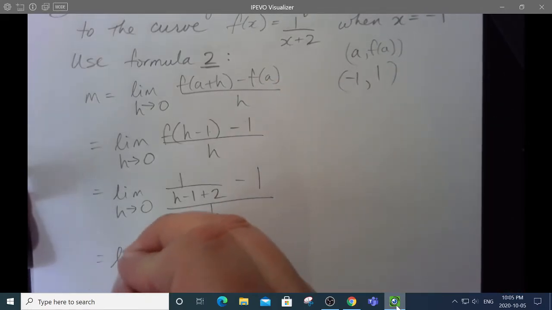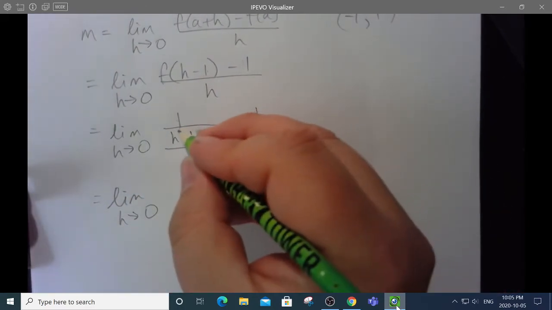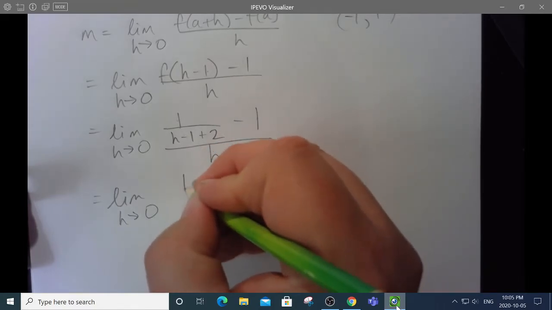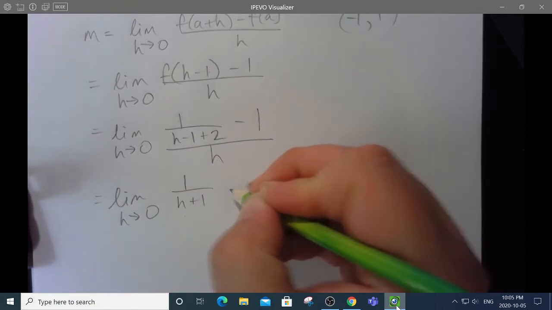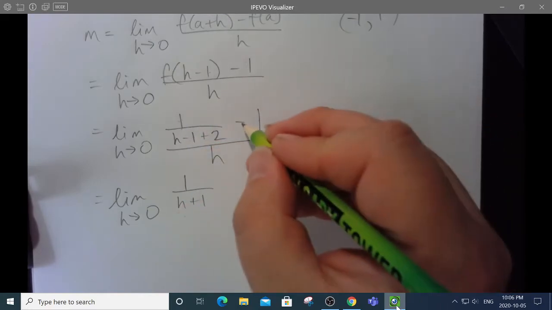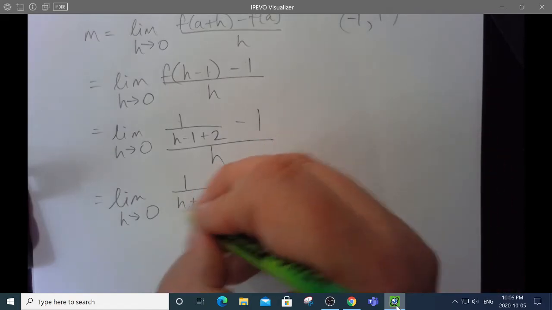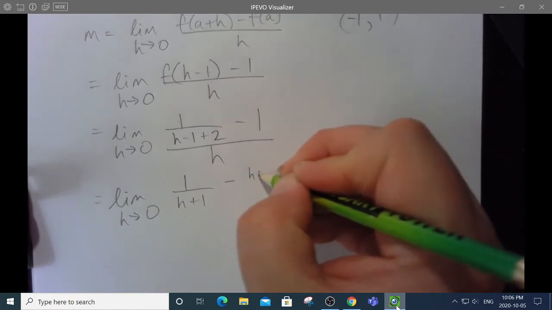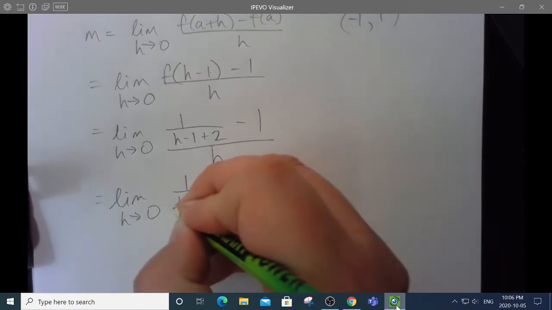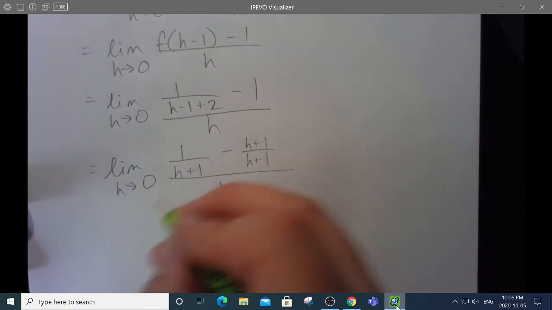So that's equal to the limit as h approaches 0 of, let's see, minus 1 plus 2 is 1 over h plus 1. Now, I'm going to have to combine these two things, so why don't I just do that right now? Let's change 1 into a better version of 1 with this common denominator. So I'm going to change that to h plus 1 over h plus 1. And there we have it.